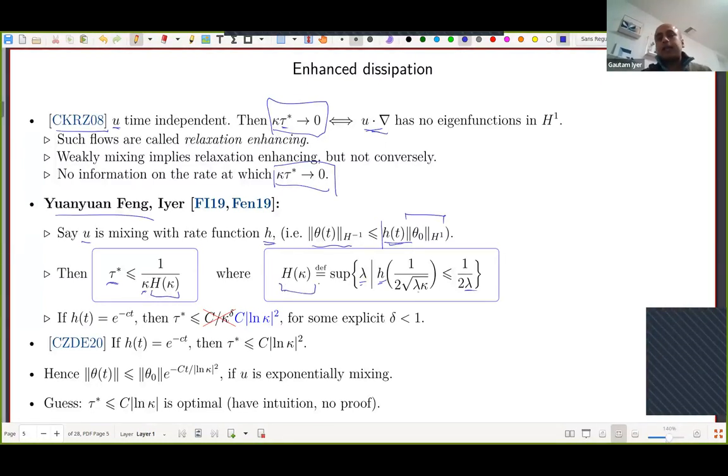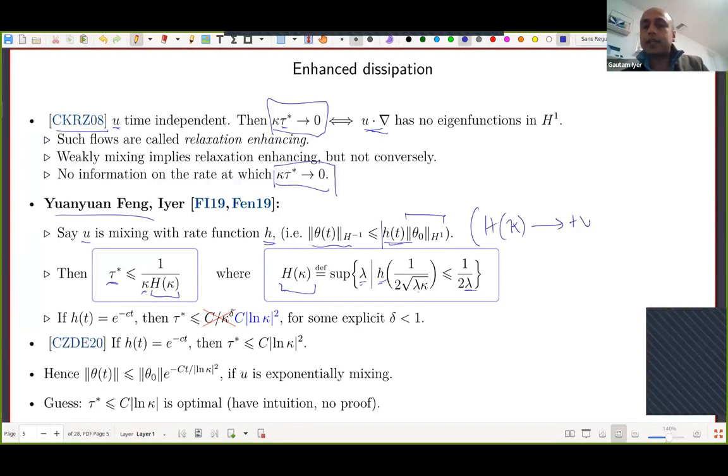So it's easy to see, if you make some reasonable assumptions, that H of kappa has to go to infinity as kappa goes to 0. It's worth writing down, right? H of kappa goes to plus infinity as kappa goes to 0. Yeah, so the bound I've got here for the dissipation time is really much, much smaller than 1 over kappa, because that's that huge constant in the denominator there.